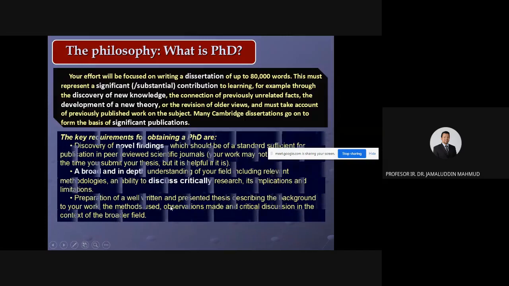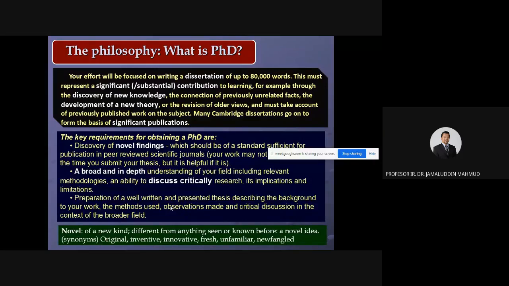Okay, the philosophy: what is a PhD? In general, if we talk about a PhD, this is the philosophy, or this is the guide. When I did my PhD, I wanted to know what the requirements of a PhD are. I graduated from Cardiff University, and I could not find any of it. So when I searched on the net, I took something from Cambridge University. It talks about the dissertation, significance, discovery of new knowledge, development of new theory, significant publications, and the key requirement, if you look there, is the novel finding, broad and in depth, discussed critically.